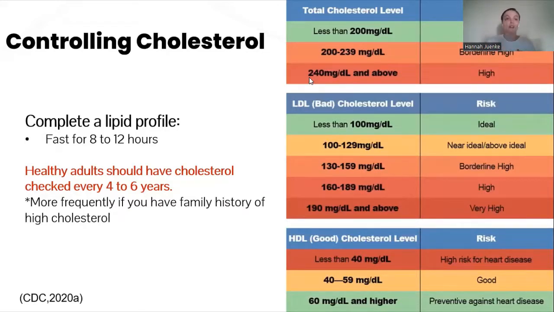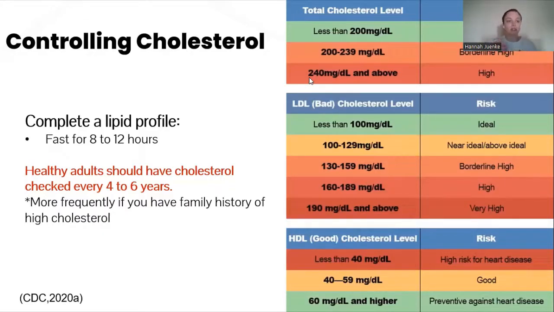How we check our cholesterol levels is we're going to go get a lipid profile. So we're going to go to the doctor and they're going to take a blood sample, and you're going to do this after fasting for 8 to 12 hours to get an accurate test. So they'll take a lipid profile and they'll check out what your total is, your LDL, and your HDL.